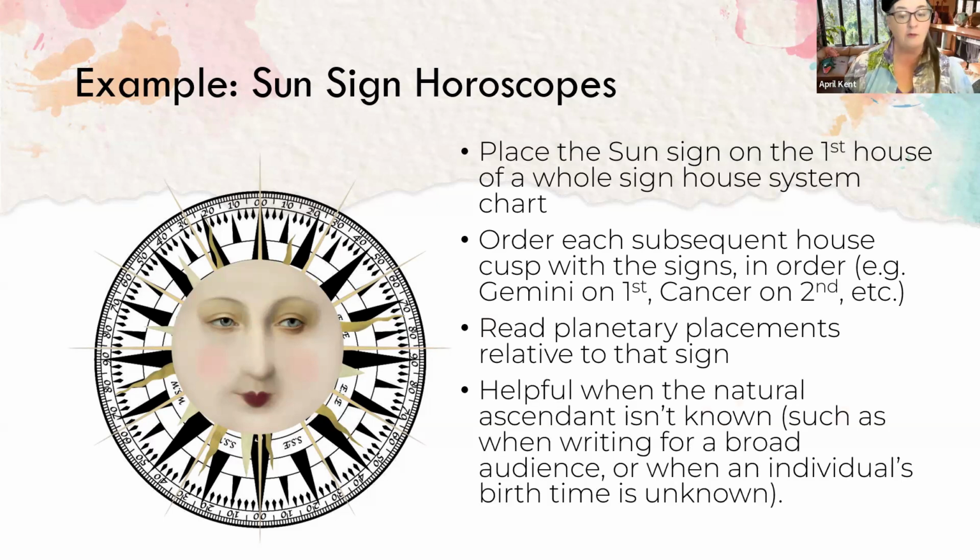This is a really helpful technique when you don't know a natural ascendant. So if you're writing for a broad cross-section of people that you don't know, then you don't know their ascendant. So this is a good way to do it. You can also use this technique to some extent when you do not know an individual's birth time. And the reason it will work is because the sun is such an important and influential planet.